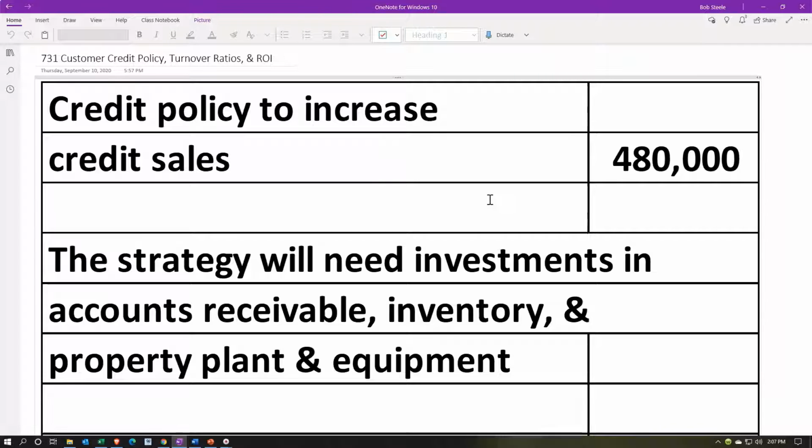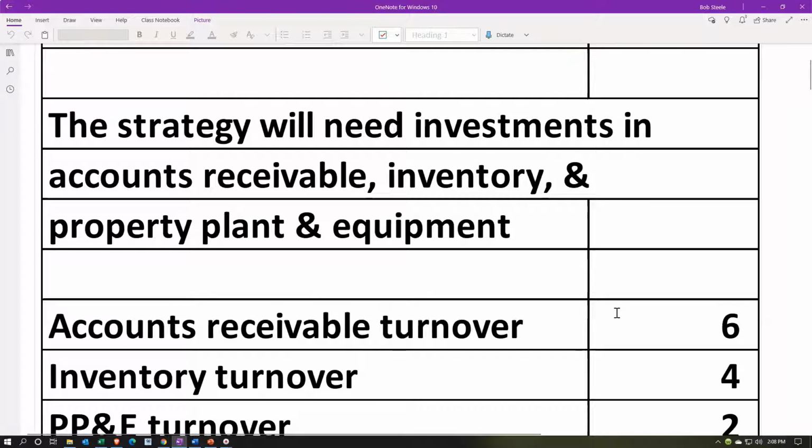So we have a credit policy to increase credit sales. We're going to have a credit policy change that we believe will increase sales. We're going to project an increase of the sales at 480,000. The strategy will need investments in accounts receivable, inventory, and property, plant, and equipment. In other words, we believe that the strategy that we have in place will result in increases to these asset accounts.